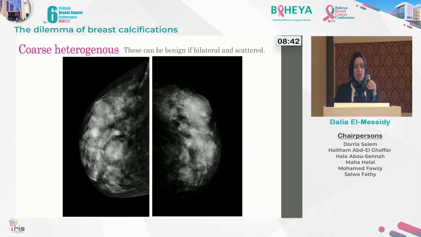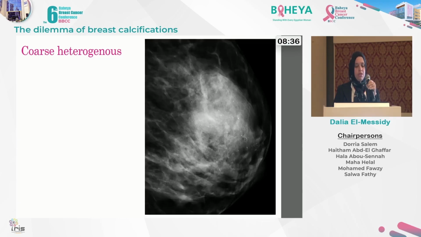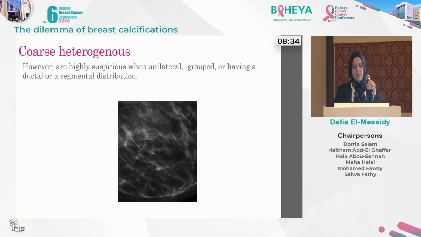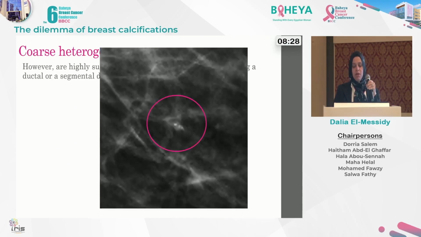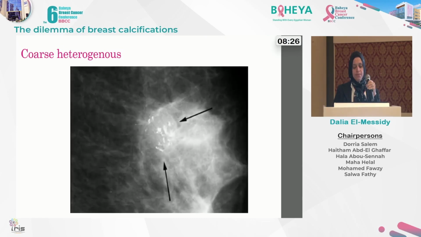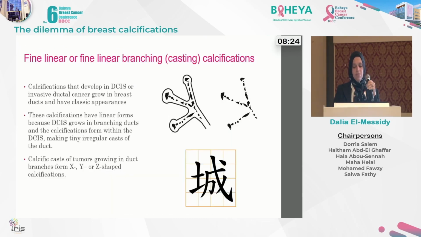Again, coarse heterogeneous calcification can be due to a benign cause if they are bilateral and scattered, commonly fibrocystic changes. Again, if they are grouped or unilateral or having ductal or segmental distribution, they are more suspicious. These are examples of coarse heterogeneous calcification.